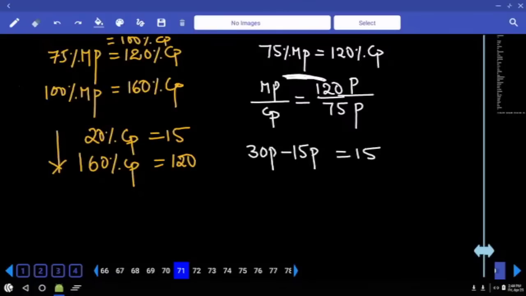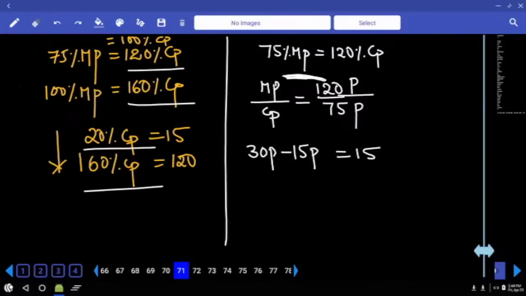Understood? In the white-colored one, we converted everything into parts. In the yellow-colored one, every value is converted to cost price. Every value is represented in terms of cost price. Then only you can compare.